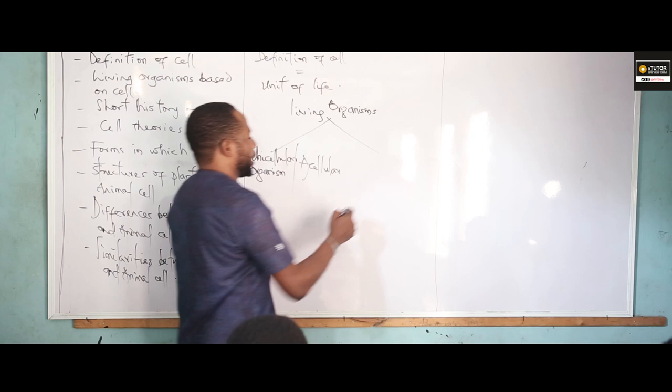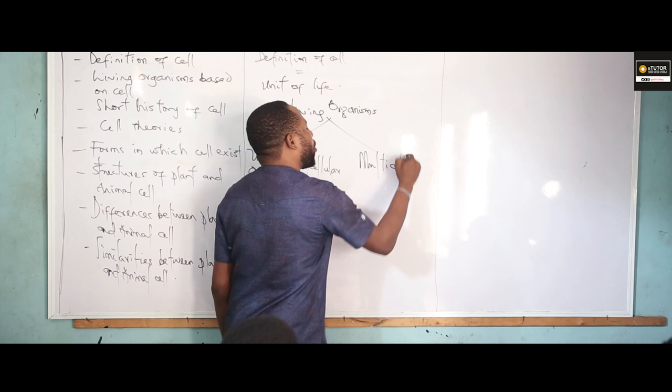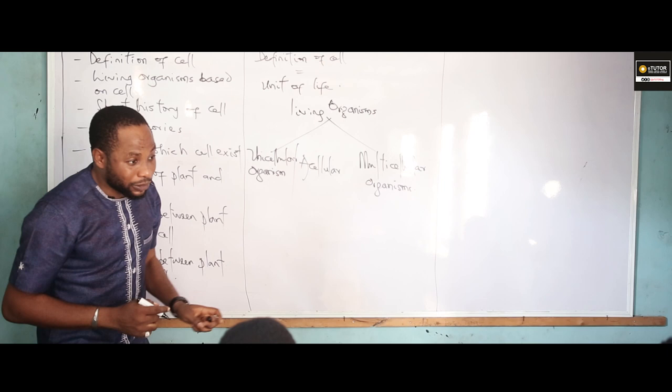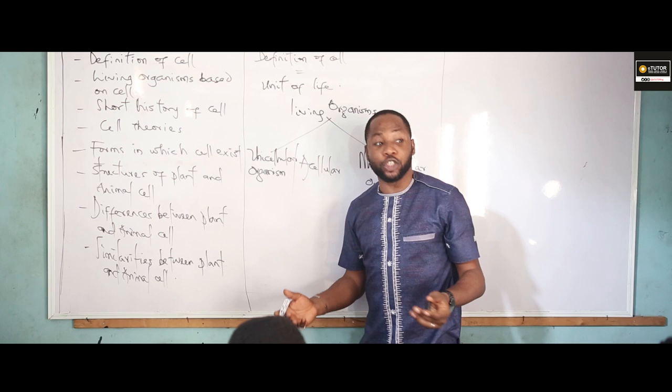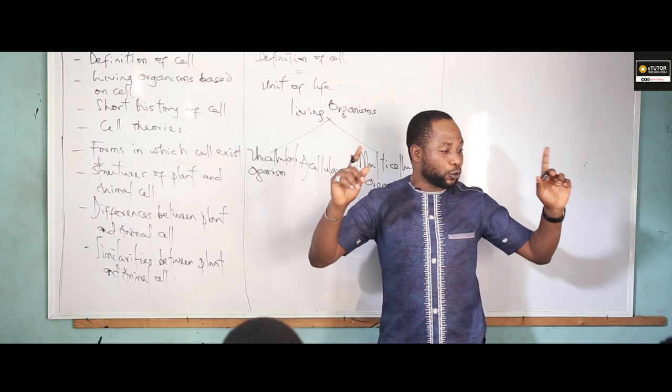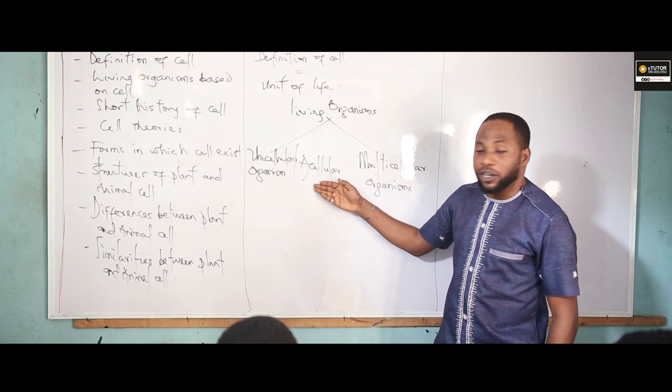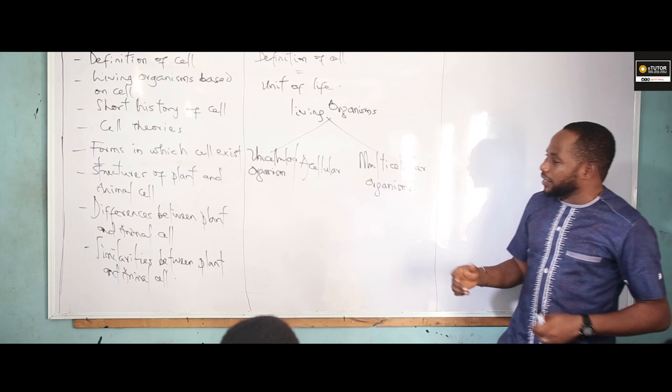The second one is referred to as multicellular organism. Don't forget, all living organisms are made up of cells. That's the reason why a cell is defined as a basic structural and functional unit of life. So all those living organisms are divided into two based on the number of cells they possess. We have unicellular or acellular organisms, and the second one is called multicellular organism. What is the meaning of these two?